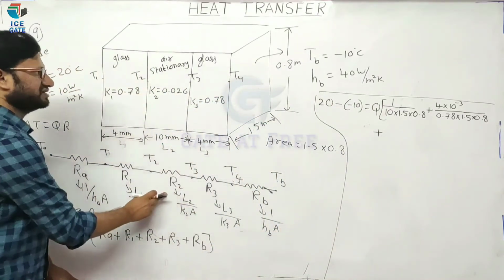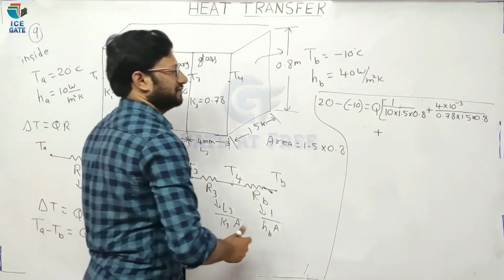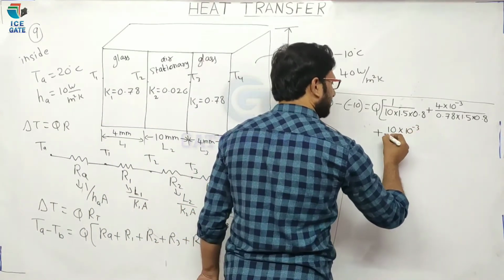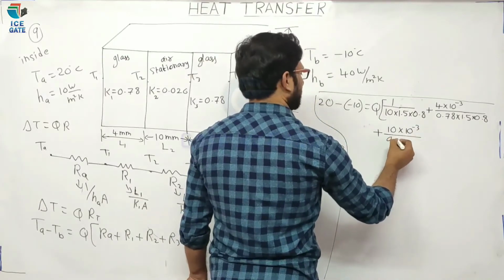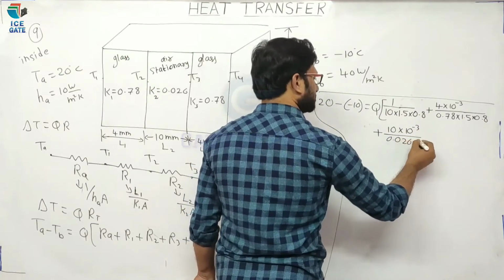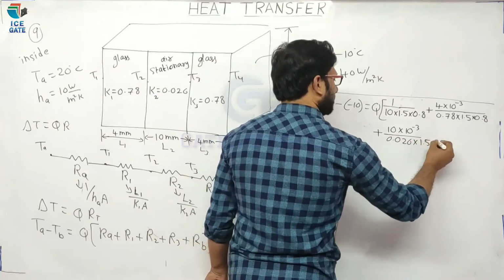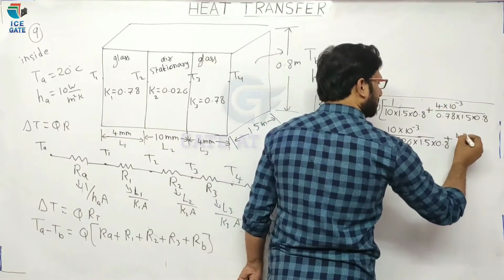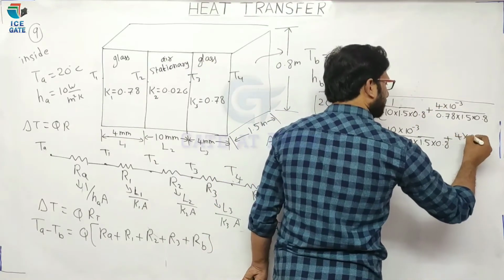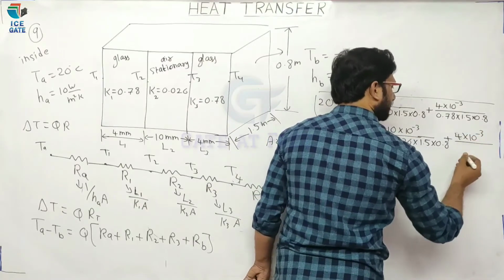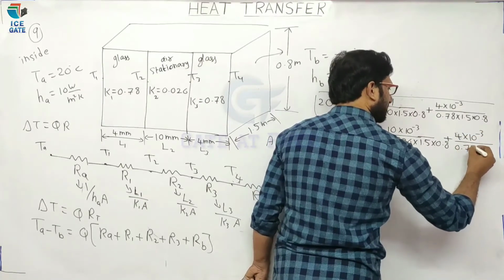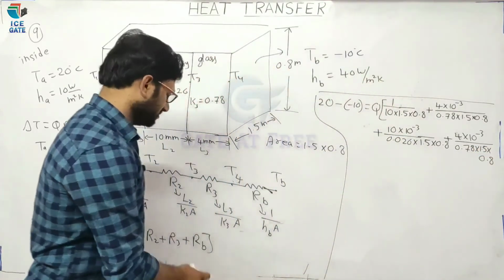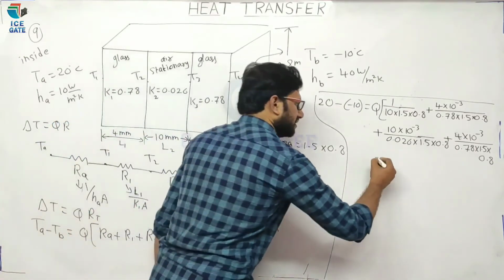R2. What is R2? Resistance offered by the stationary air. That is L2, 10 into 10 to the power of minus 3, divided by 0.026 into 1.5 into 0.8, plus 4 into 10 to the power of minus 3, divided by 0.78 into 1.5 into 0.8. R3 over, and last RB plus RB.